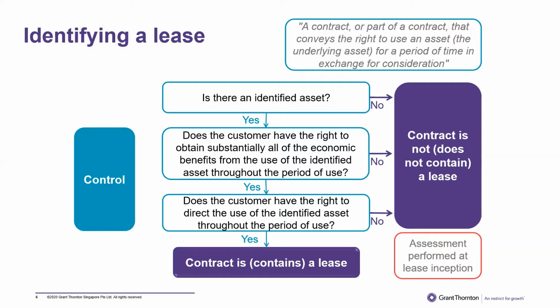Now, if there's no identified asset, because the company with whom you've engaged can easily supply you products from various locations that they have, and they can do it without any significant cost, then it's not a lease. The contract does not contain a lease, and it's a simple sale and purchase contract. But if it has an identified asset, then you would need to look at whether the customer has the right to obtain substantially all economic benefits throughout the tenure of the contract.